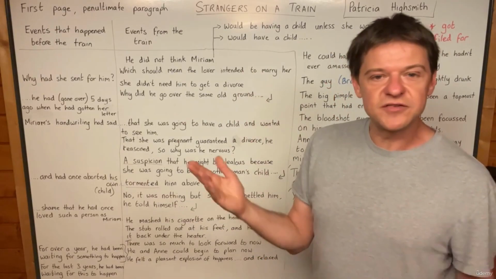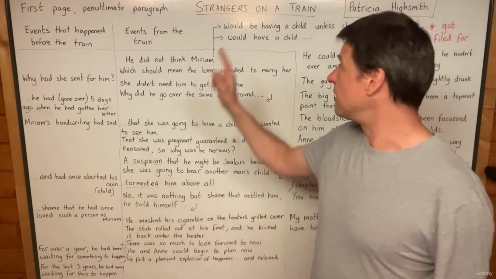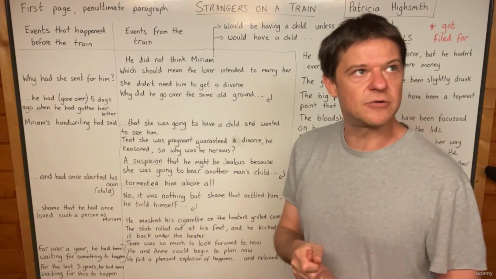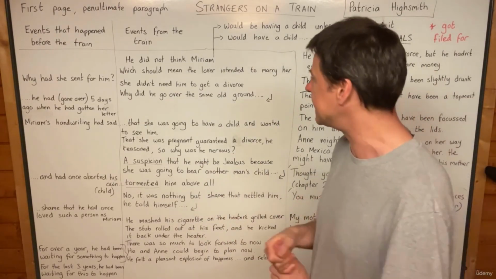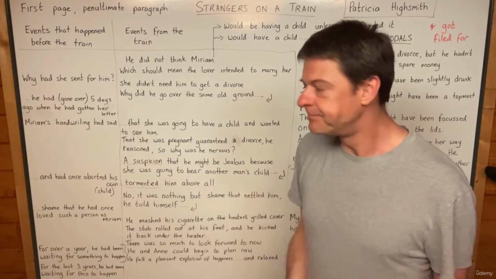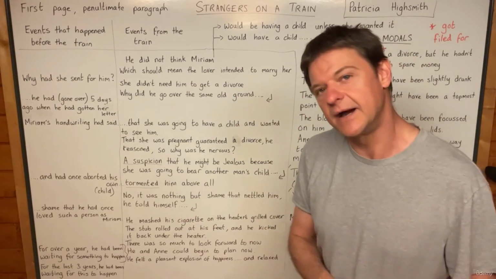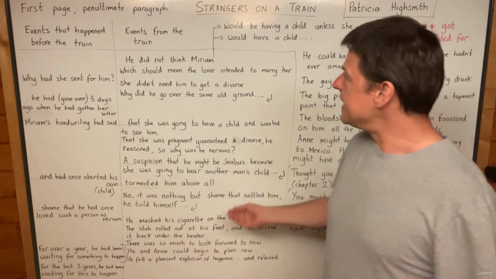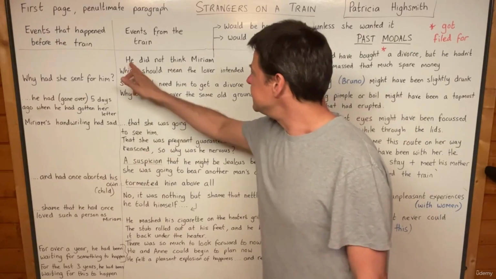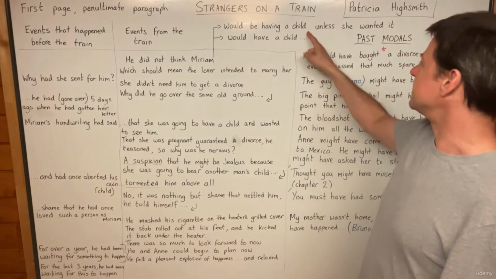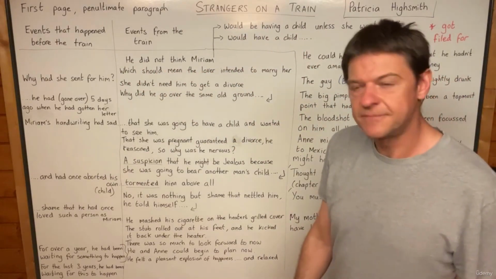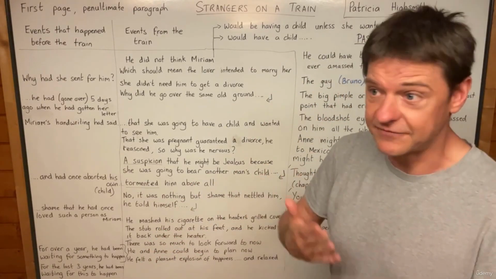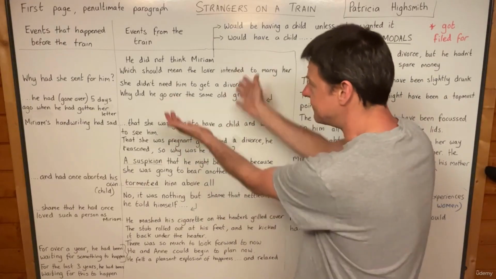So we start with one of our main guys, one of the strangers on a train. His name is Guy, and he is thinking about a previous relationship that he had with a woman called Miriam, and he's clearly not happy about how this relationship ended. And we hear, while he's sitting on the train, "He did not think Miriam would be having a child unless she wanted it." Okay, so this woman that he had a relationship with, she is now going to have a baby, or she was having a baby.